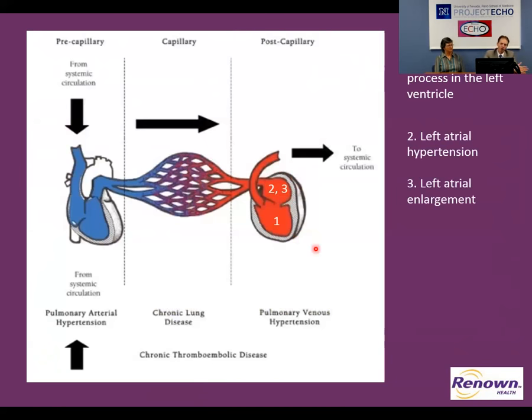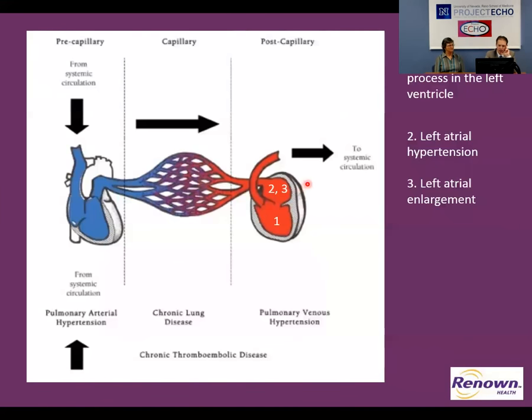And so a normal volume index, just for your reference, is less than 34 milliliters per meter squared, and that'll be reported hopefully in your echocardiogram report. Especially if it's abnormal, you're going to see a number there that tells you about the size of the left atrium as a surrogate for the health of the left ventricle.